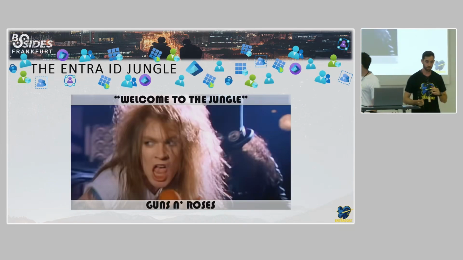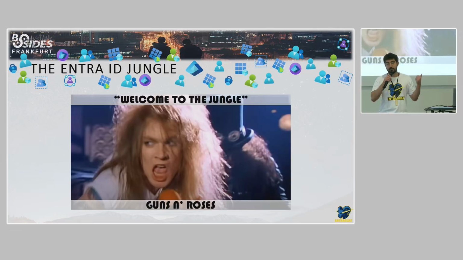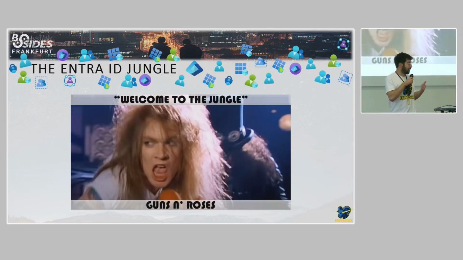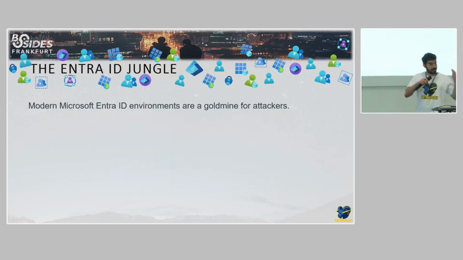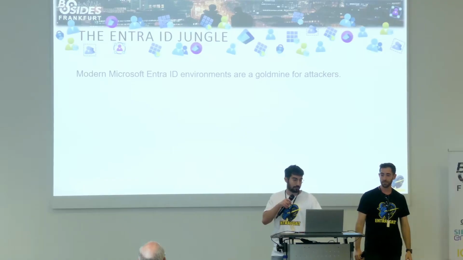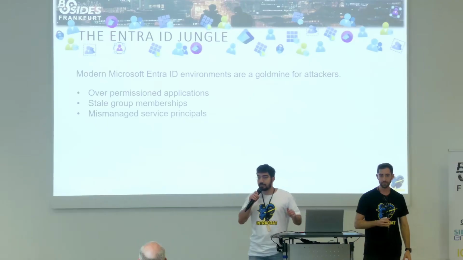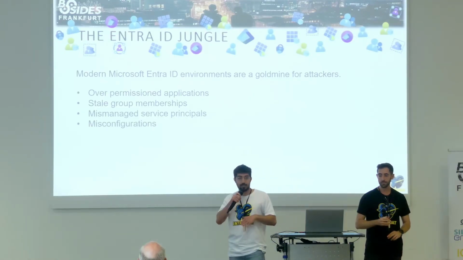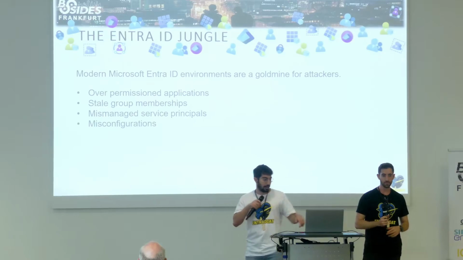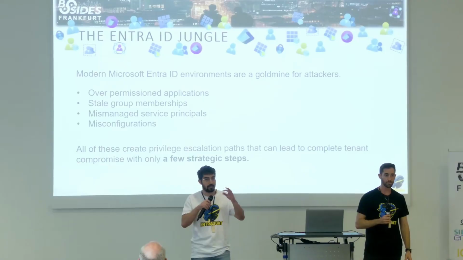Yeah, so now that we know why identity security is important, we're going to talk about what is going on in Entra. It's a mess, but it's a beautiful, complex mess. In modern Entra ID environments, it's not just a gold mine for attackers. There are so many privilege escalation paths that it's crazy. You have over-permissioned applications, stale group memberships, mismanaged service principals, and just general misconfigurations that happen in an Entra ID environment on a regular basis. All of which can lead to a total tenant compromise with just a few steps.